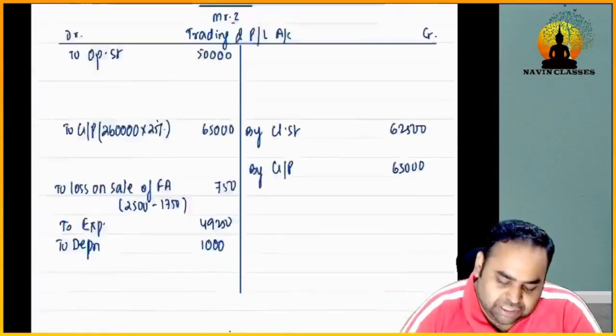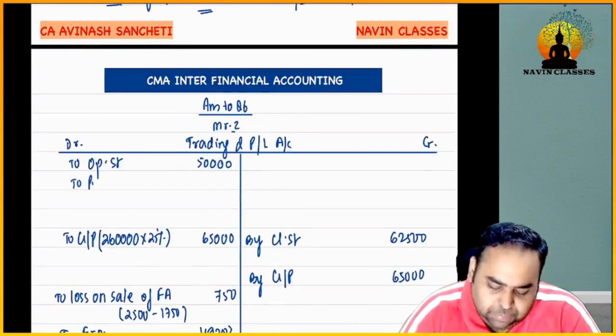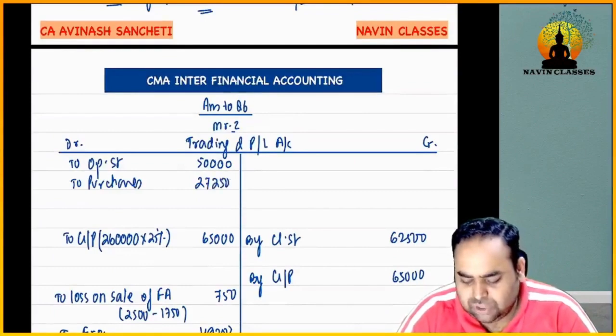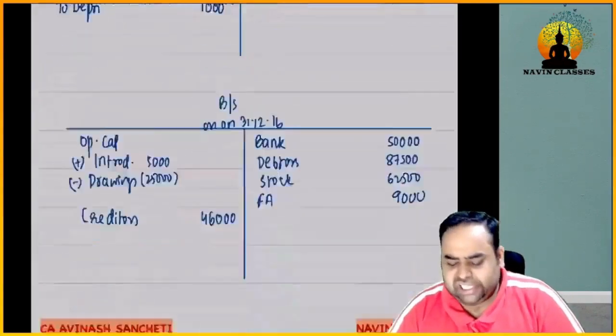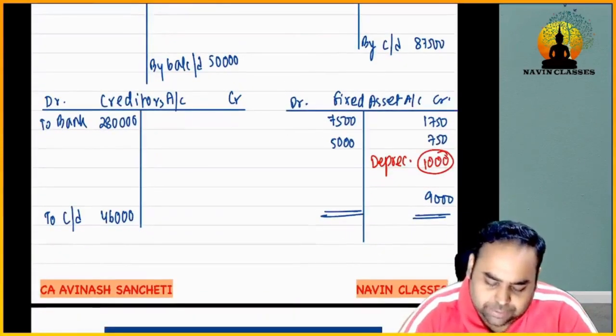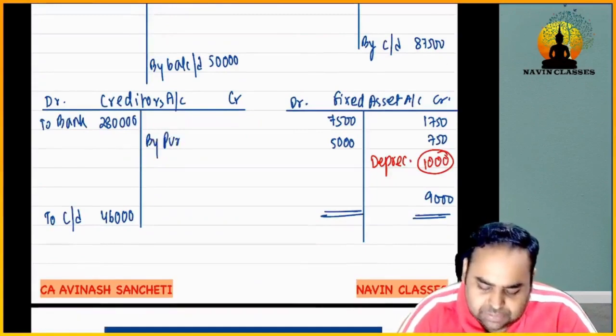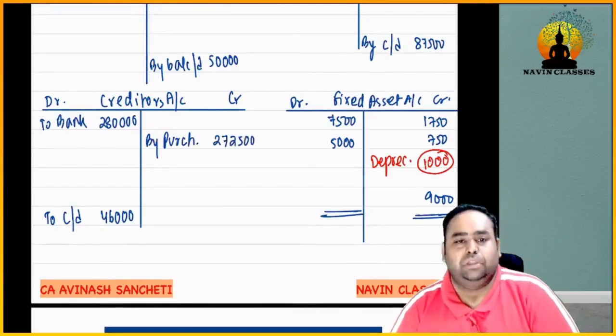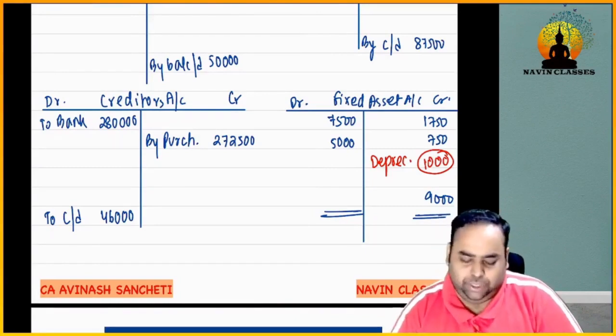It has not been specified in this whether it's a cash purchase or a credit purchase. When nothing is mentioned, we are assuming it's a credit purchase because it's a creditor account. By purchases, 272,500. The question is complete up to here.